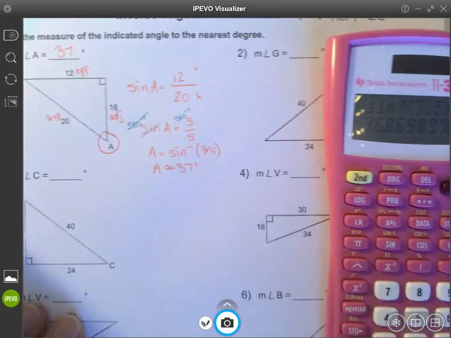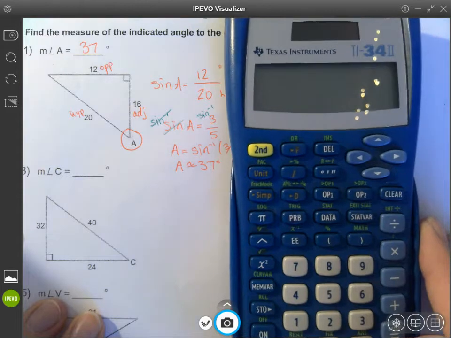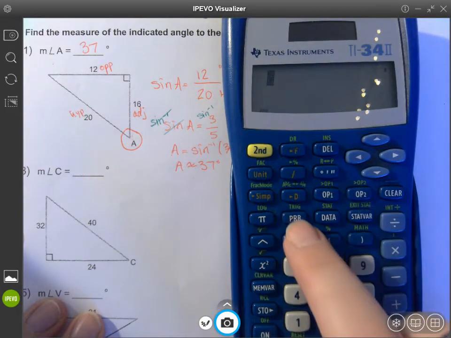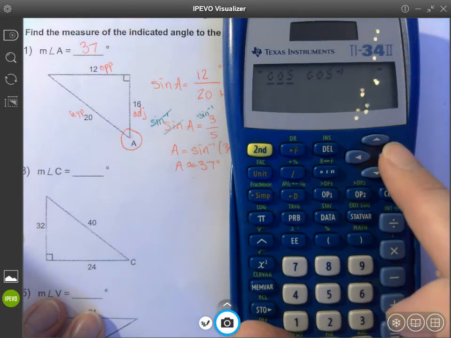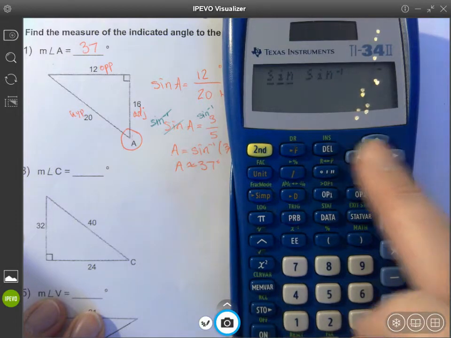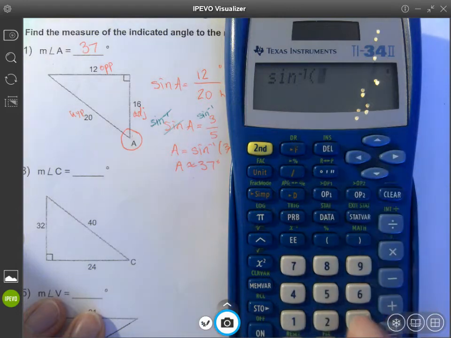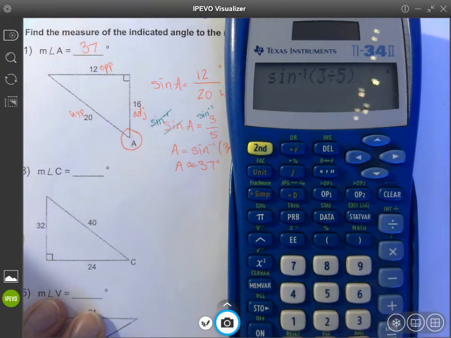Okay, so I've got that. Now, real quick, if I have a different calculator, like the TI-34, I'm going to hit second and my probability key, because right above it, it says trig. And then you see there's sine, inverse sine, cosine, inverse cosine, tan, inverse tan. So I want to hit enter. It's going to pop that up. I can hit 3 divided by 5 or 3 fraction 5. That's up to you. And I get the same outcome.